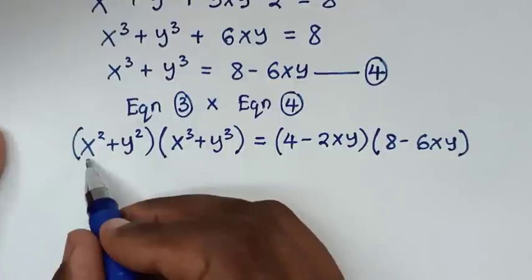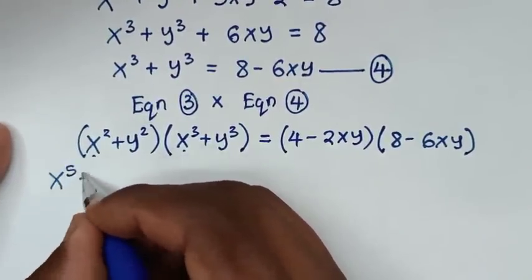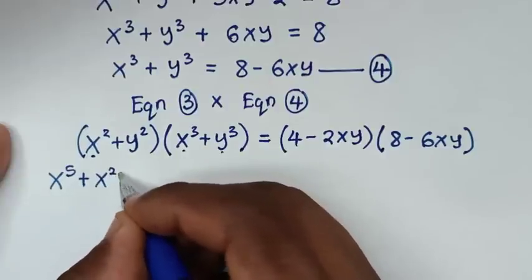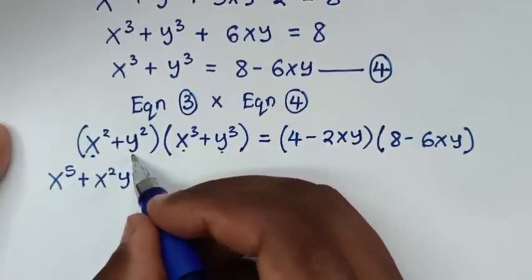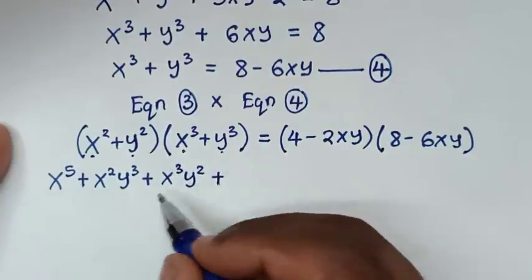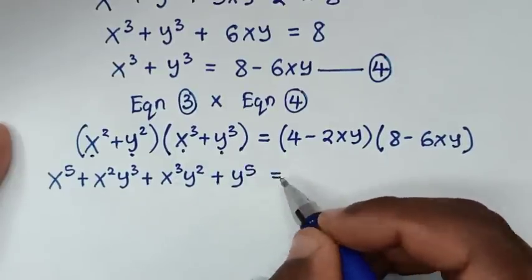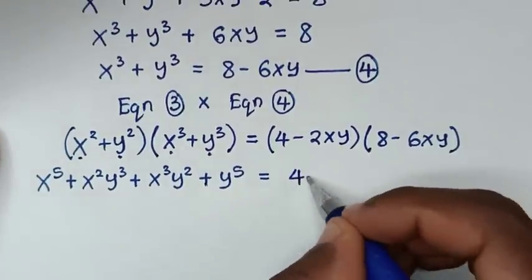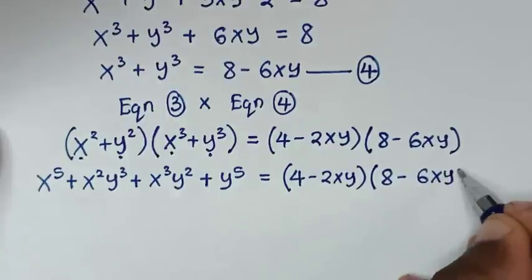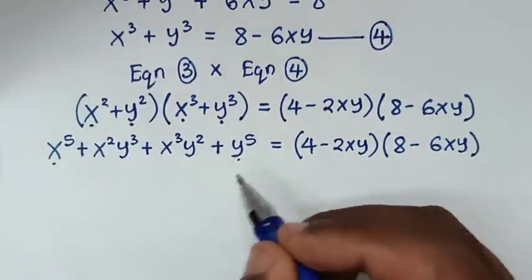Then from here, x square times x power 3 is x power 5, then plus x square times y power 3, which is x square y power 3, then plus y square times x power 3, which is x power 3 y square, then plus y square times y power 3, which is y power 5, is equal to the same, 4 minus 2xy, bracket, 8 minus 6xy, bracket.